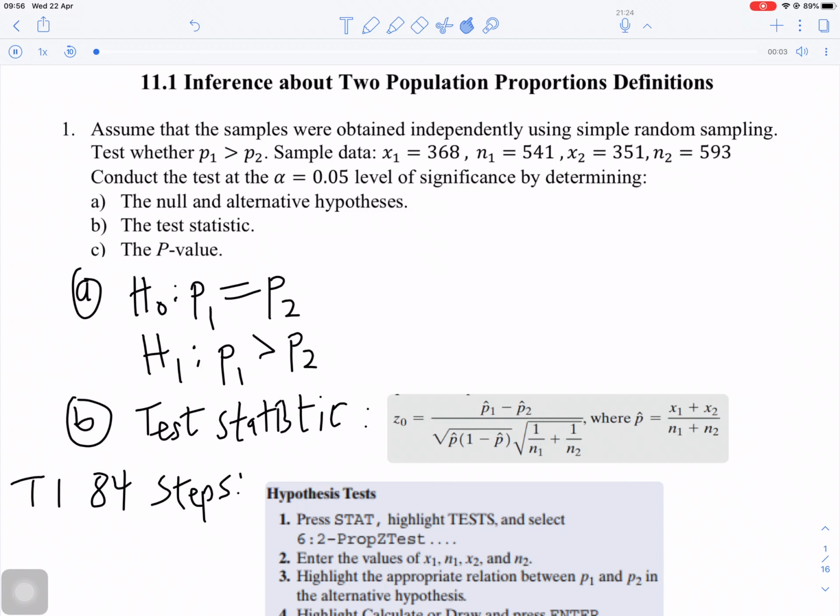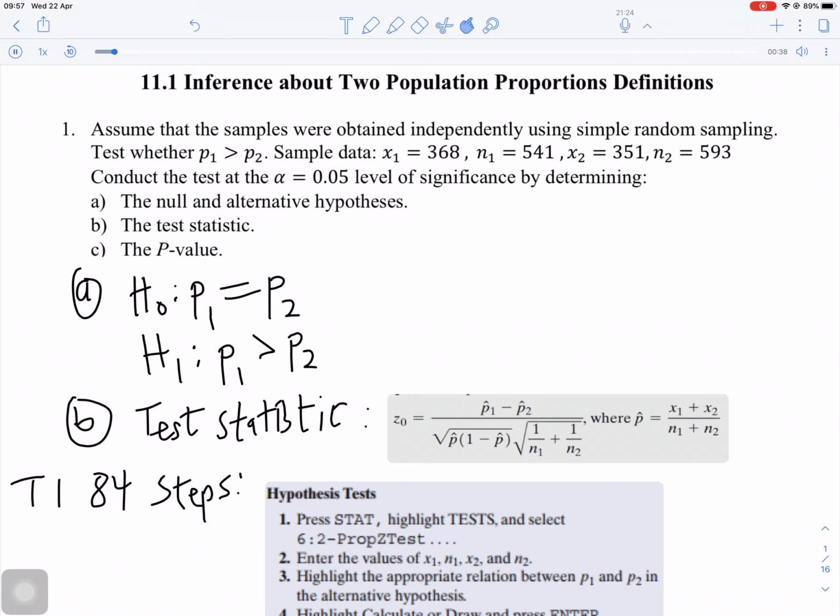Hello, welcome to section 11.1, where we look at inference about two population proportions. Now, in chapter 10, we looked at inference about one population mean, but not the one population proportion. But the idea we use here is just an extension of what happens in the one population case to two populations. Here we are looking at proportions, and it's not much of a difference.